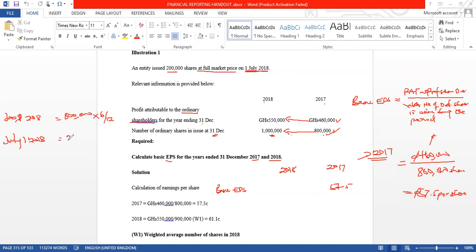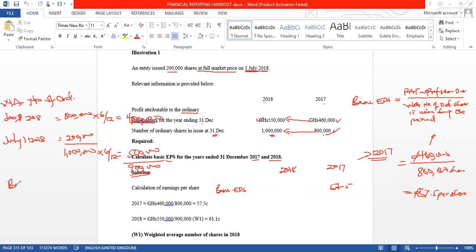All right, so it means that we had 200,000 shares. What we need to understand is that as of July, we actually had 1 million shares. And this 1 million continued from July to the end of December, which also gives us 6 months. So we need to weight it as such. Now, if you weight 800,000, you get 400,000. Now, if you weight 1 million, it means you get 500,000. At the end of the day, the weighted average is actually 900,000, not the 1 million. So now that you found your weighted average number of ordinary shares, you can now pick up your earnings and slot it in.